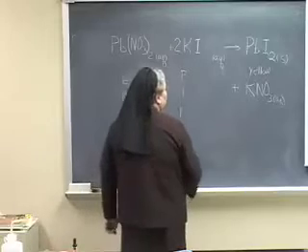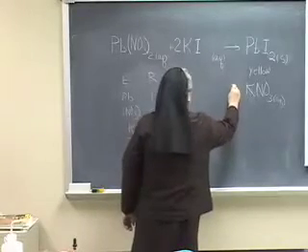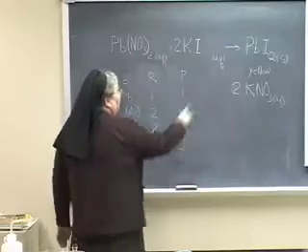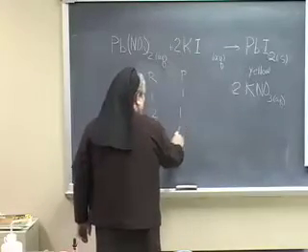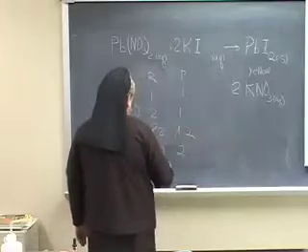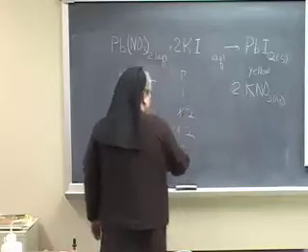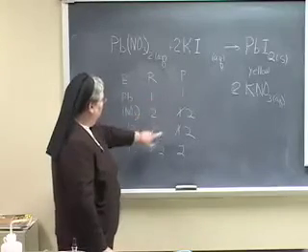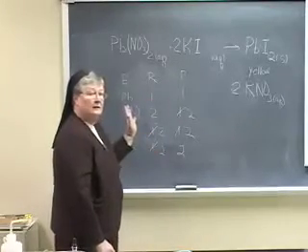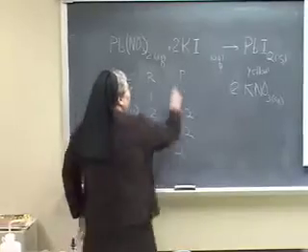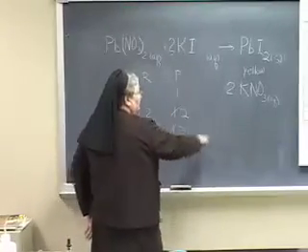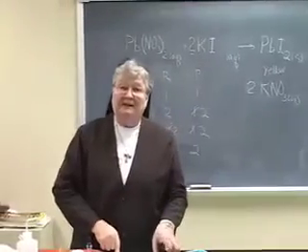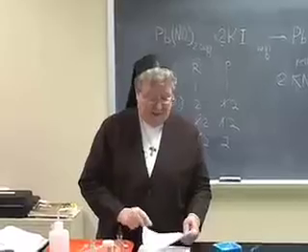So let's look over here and see if I can put a 2 in front of that. So I have now, for the products, 2 potassiums and 2 nitrates. And I believe that does it. 1, 1, 2, 2, 2, 2, 2, 2. So this equation is balanced by putting a 2 in front of the potassium iodide and a 2 in front of the potassium nitrate. Takes a little practice, but once you get onto it, it's kind of fun. Okay.